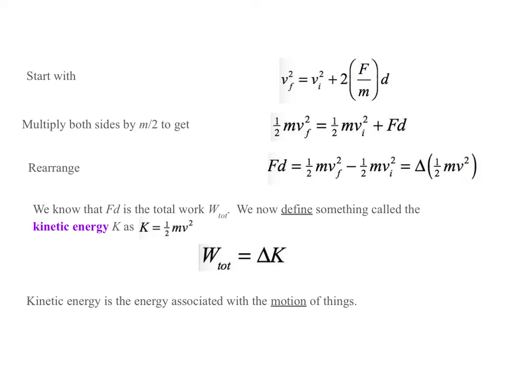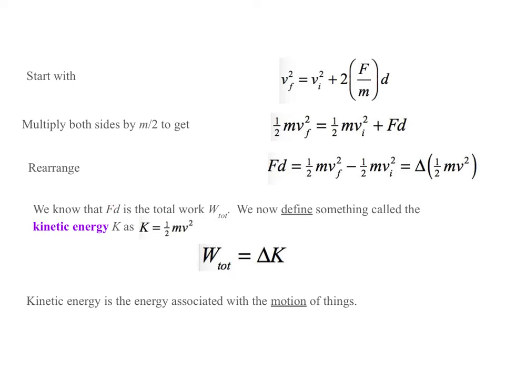Putting those together, we say vf squared is vi squared plus 2 times a times d, but a is F over m. And then we do some simplification. Cross multiply by a half m, and we get something like a half m vf squared is a half m vi squared plus Fd, and we can rearrange by saying that Fd is a half m vf squared minus a half m vi squared, or it's the change in the quantity half m v squared.